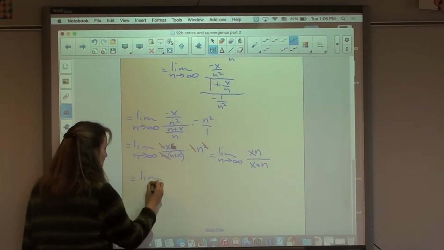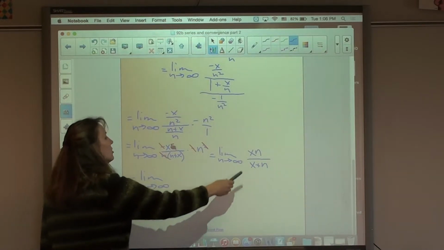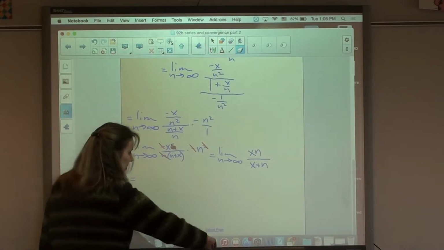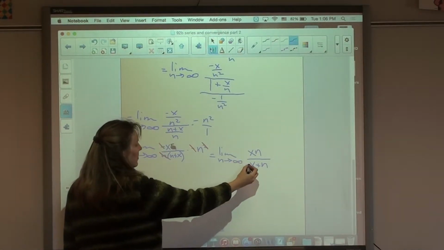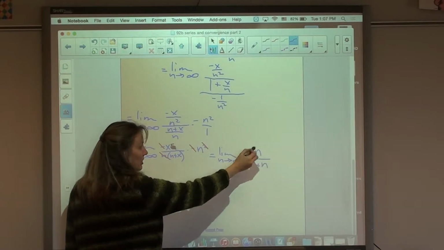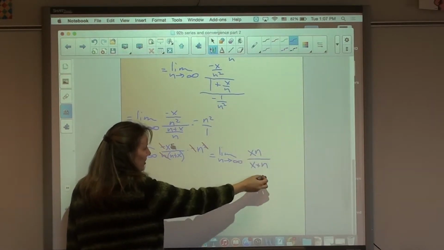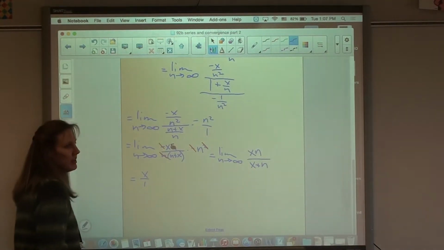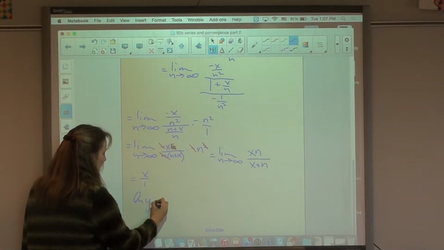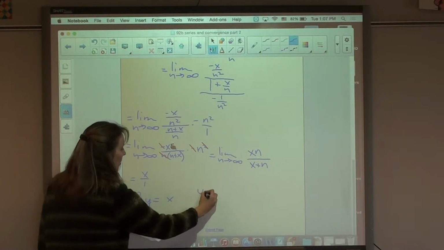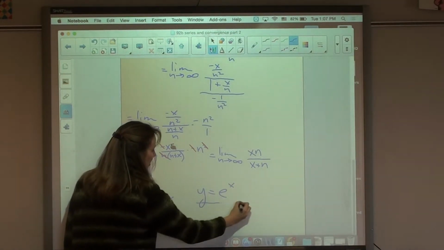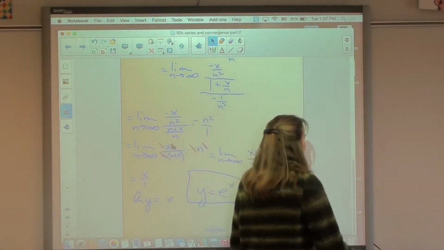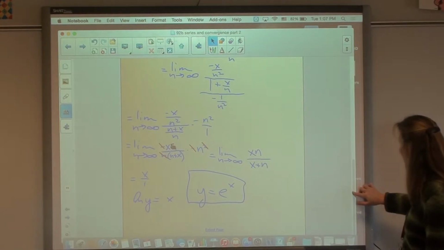All right, so limit as n approaches infinity. I don't know why I'm writing it because I'm done. So as n approaches infinity, remember this is really just kind of a linear over a linear. If you want L'Hopital, the n's will just go away and you're left with x over 1. So what we have is ln y equals x. So y is e to the x. Okay, did y'all do that? No.